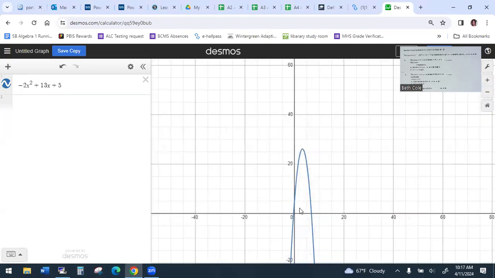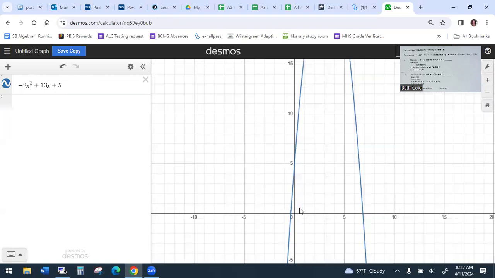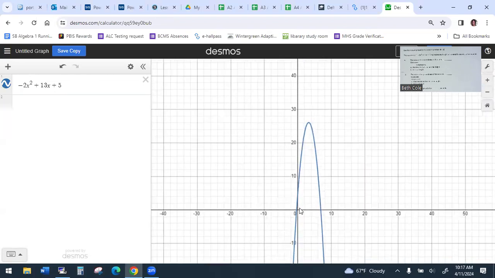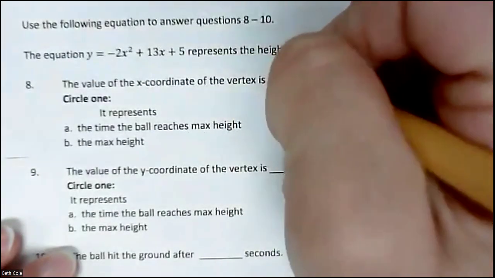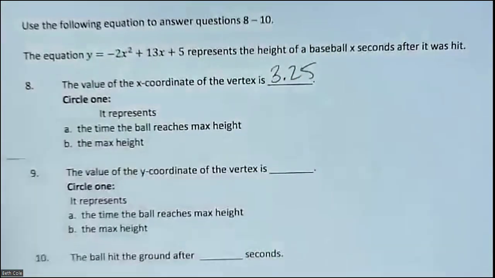All right, so we did these in Delta Math. You had some of these in there. There we go. Good enough. All right, so the baseball goes up, comes back down. The x value for the vertex. I'm going to click on the vertex. Do you see how this is the vertex? What's the x part of that? Look, you had trouble with x and y. Which one's the x number? Yeah, it's the first one. Good. 3.25. So the x coordinate is 3.25.